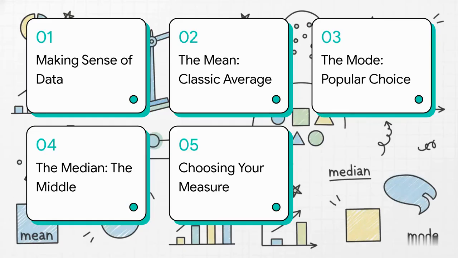Okay, so here's our roadmap for today. We'll start by talking about how to make sense of all that data chaos. Then we're going to meet our 3 key players, the mean, the mode, and the median. And finally, we'll wrap up by figuring out which tool you should use for any given job.